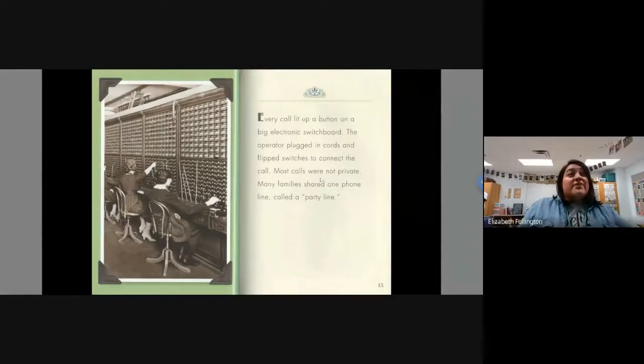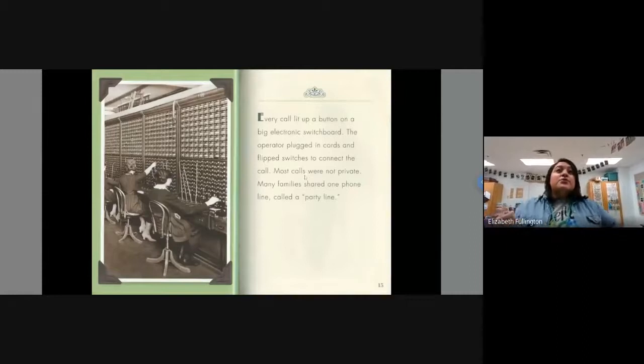So here are the switchboards that Mrs. Fullington was talking about. Look at the 1,000 switches that the women had to pull the cords and transfer the calls. So it says every call lit up a button on a big electric switchboard. The operator plugged in the cords and flipped switches to connect the call. Most calls were not private. Is that how they wrote numbers in the old days? Uh-huh. So it says many families shared one phone line called a party line. So that's a big job for those ladies because they have to actually pay attention where they're putting the person that wants to make the call to another person.